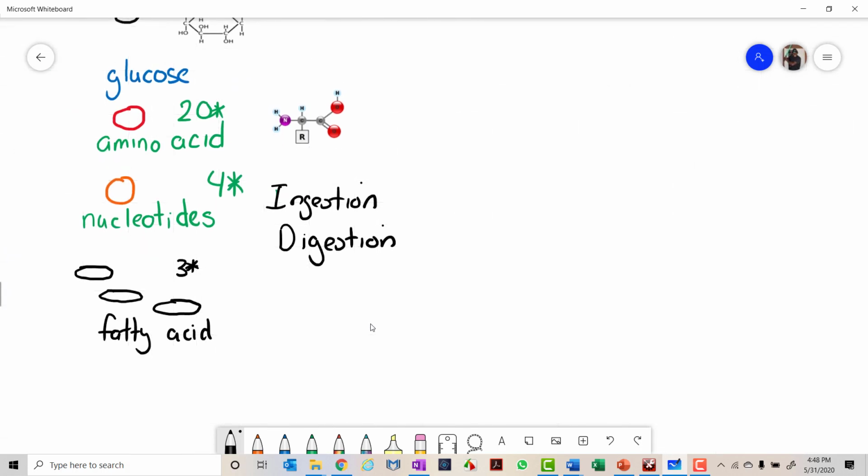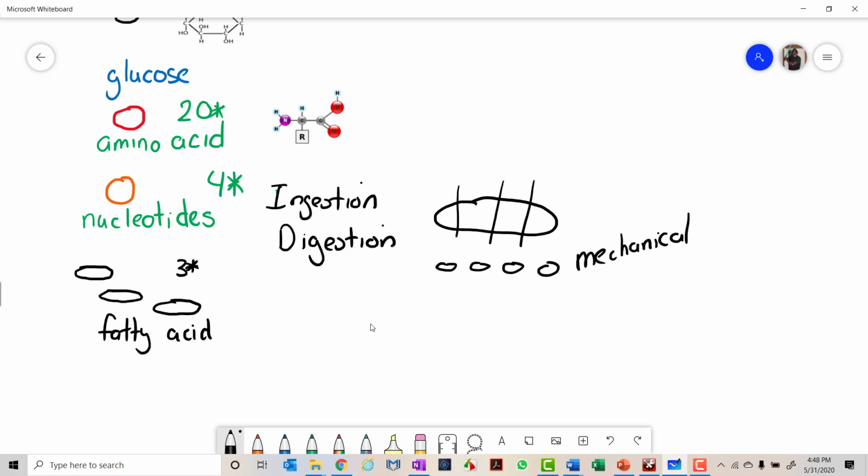If it's like a burger or something like that, I'm thinking about burger because that's what I'm having for dinner. Got this big burger patty. When we chop it down with our teeth, we mechanically break the burger down into pieces. We take a big piece of burger and we break it down into smaller pieces. That first breakdown is known as mechanical digestion. That happens with your teeth and some other parts of your body, mostly your teeth.